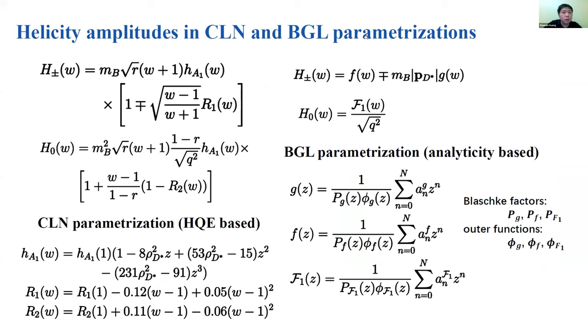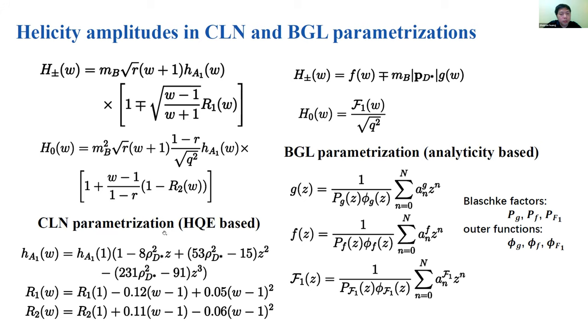As I said, the helicity amplitudes are functions of the hadronic form factors. In order to express the hadronic form factors in the full q squared range, we need a parameterization for the B to D star form factors. In our work, we studied the two most commonly used parameterizations, the CLN parameterization and the BGL parameterization.